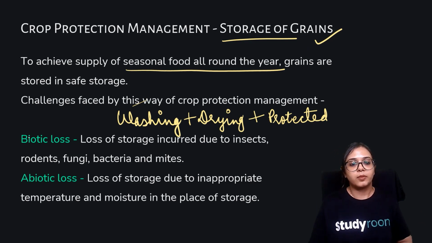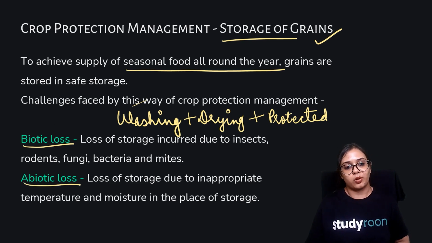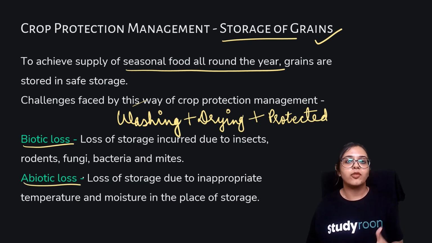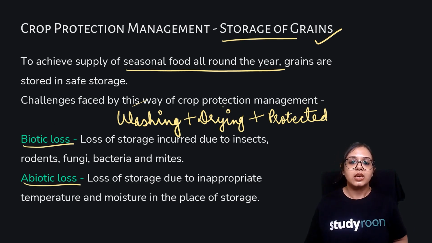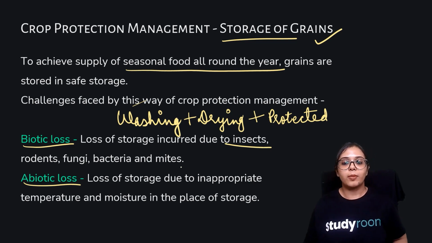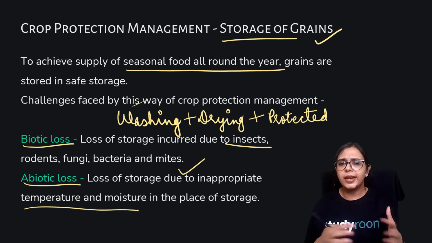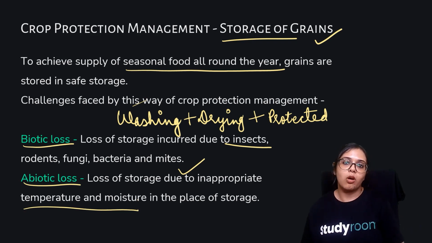So there is biotic loss and there is abiotic loss. Biotic loss, bio means life, so that kind of loss of grains is caused by living organisms such as insects, rodents, fungi, bacteria, and mites that may damage the crops. Abiotic loss is caused by non-living factors such as an increase, say, in the temperature or moisture, or a decrease in the temperature or moisture, and that may lead to the damaging of grains.